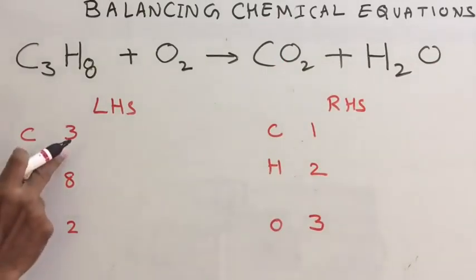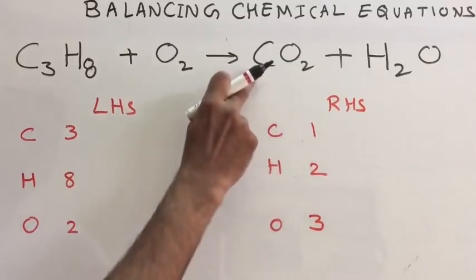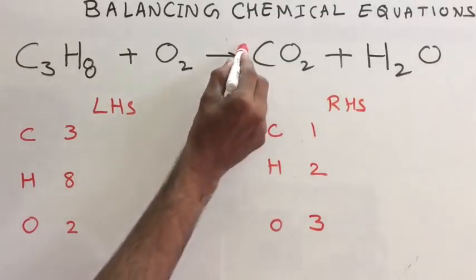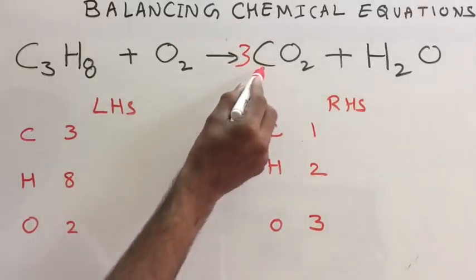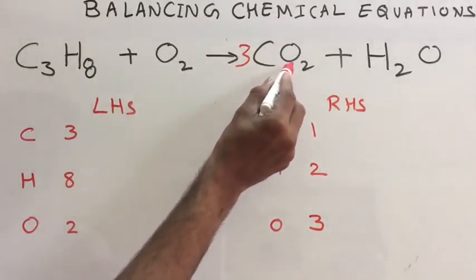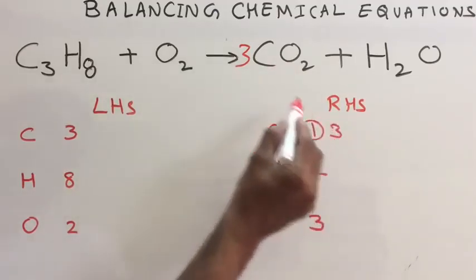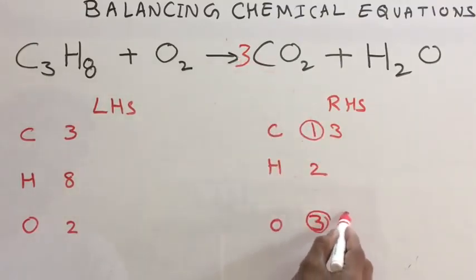Now on LHS you have 3 carbon, on RHS you have 1 carbon. So this carbon must be 3. To make this carbon 3, simply multiply with 3. If you multiply with 3, then this 3 is multiplied to C as well as to this oxygen. So now the new carbon number will be 3 and the new oxygen number will be 3 twos are 6.